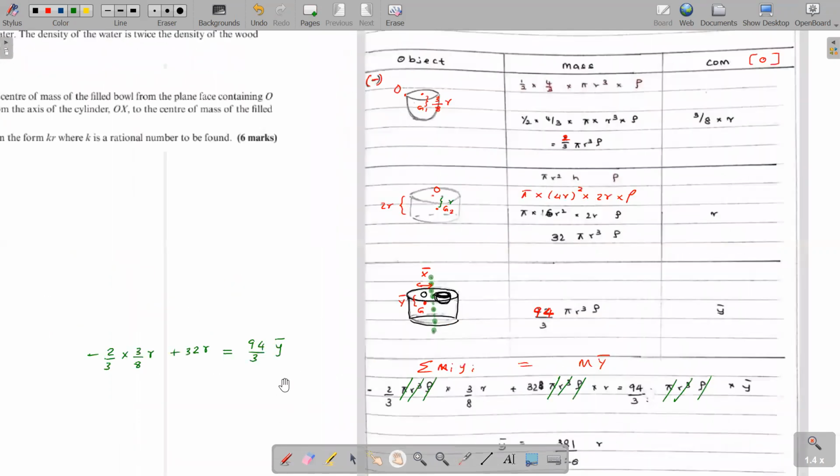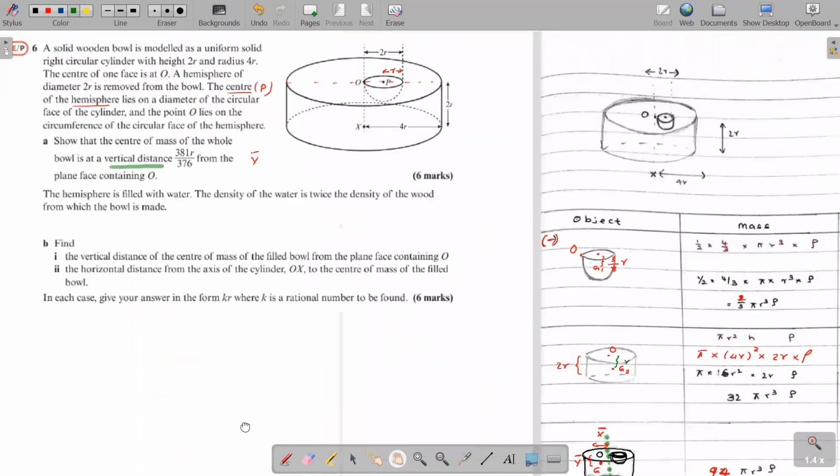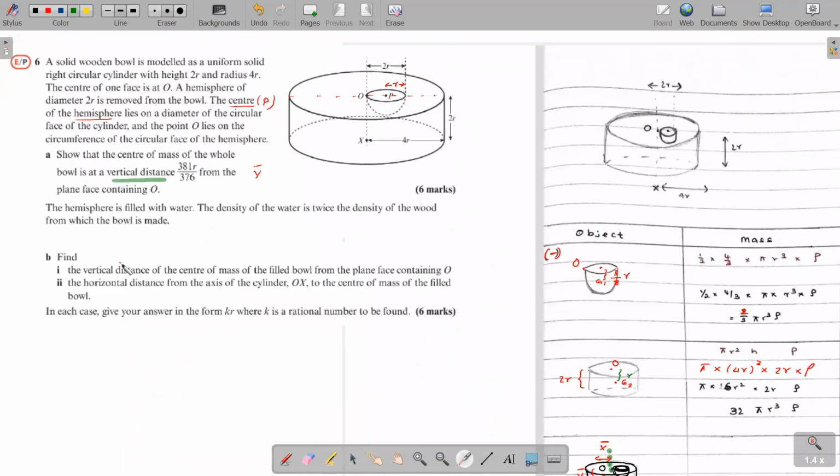Okay. So we'll move on to part B. That's another 6 marks. Okay. Part B, they say the hemisphere is filled with water. So in part A, we removed the hemisphere. In part B, they are saying they are filling the hemisphere with water.